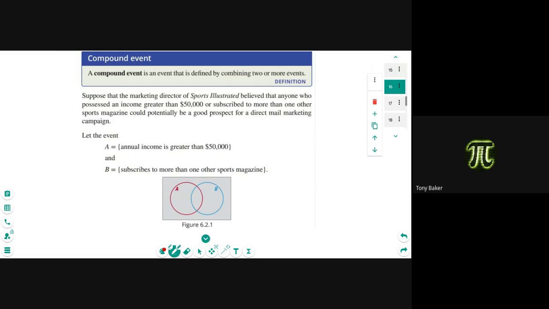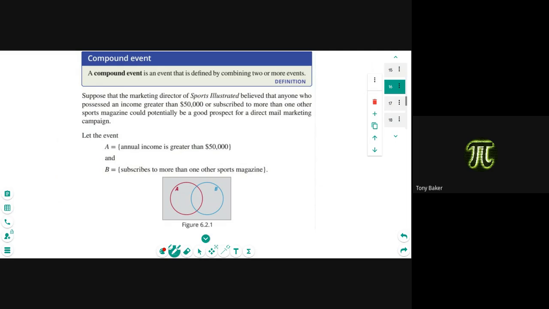Compound events are when we're looking at 2 or more events. So if we're looking at somebody that has an annual income greater than 50,000 and subscribes to 1 or more sports magazines, I guess now we could say more than 1 sports website or more than 1 streaming service. When we're looking at 2 different options or 2 different things, and how they interact, those are compound events.